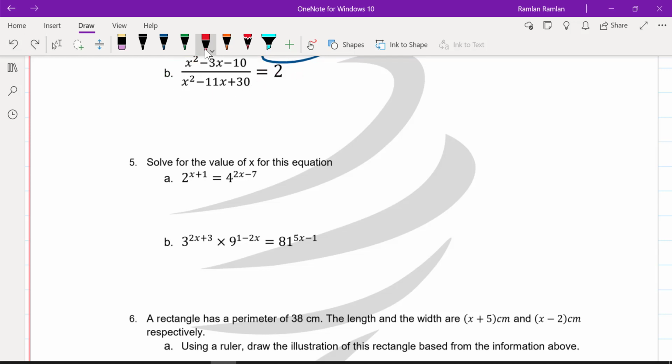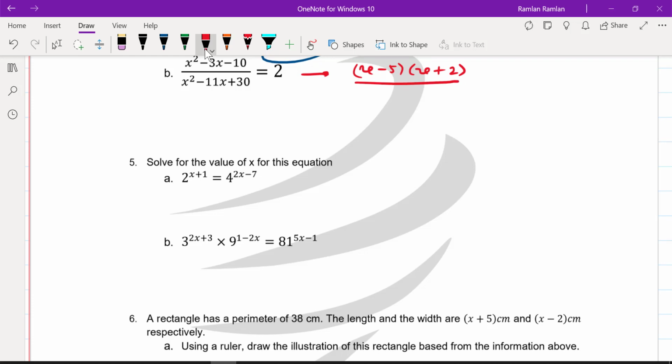Now again, we need to factorize this. Again, think of two numbers. If you multiply, you get negative 10, and if you add, you get negative 3. The answer is negative 5 and 2, because negative 5 times 2 equals negative 10, and negative 5 plus 2 equals negative 3, right? Which means that we can factorize the numerator as x minus 5 multiplied by x plus 2.